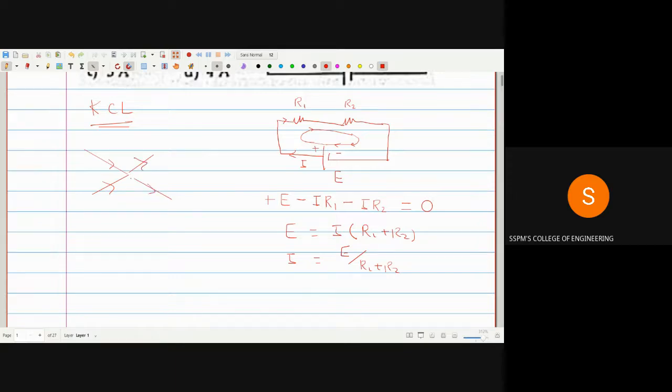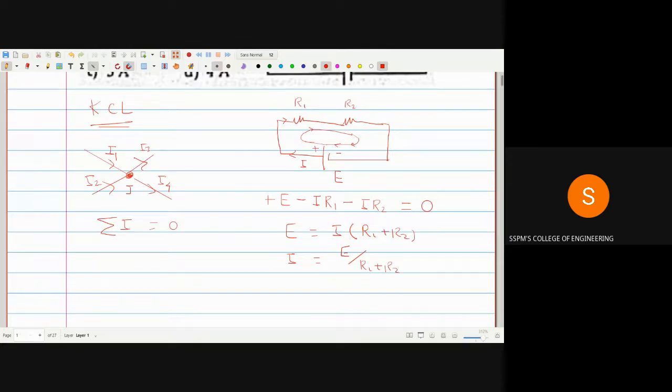Now look at this example. Here at the junction, let's consider junction is J. The current I1 is flowing towards the junction. Current I2 is flowing towards the junction. Current I3 is flowing away from the junction. And current I4 is also flowing away from the junction. And according to the KCL, the summation of the current flowing at the junction point is equal to 0.